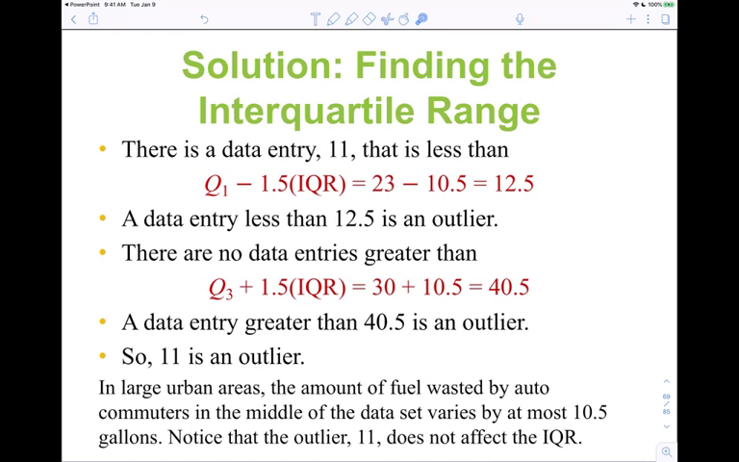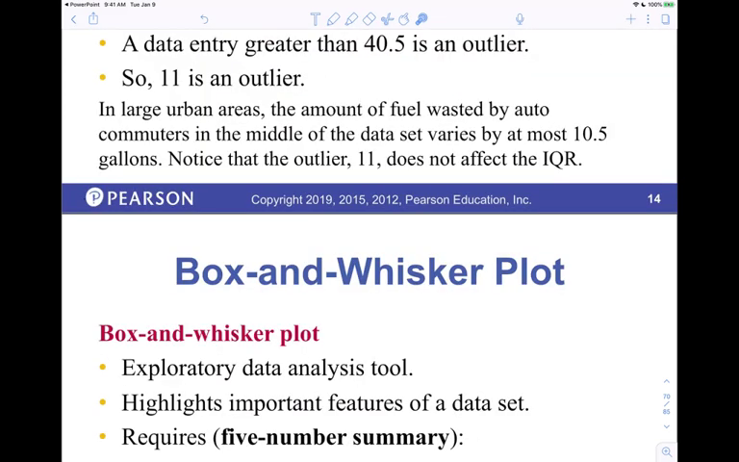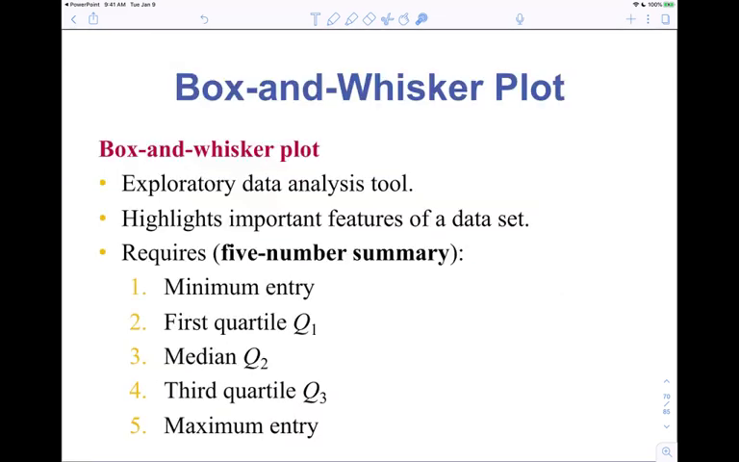Okay, we're going to let that be. So the box and whisker plot is an exploratory data analysis tool. It highlights important features of a data set. It requires a 5-number summary. We have the minimum entry, Q1, Q2, and Q3, and then the maximum entry.